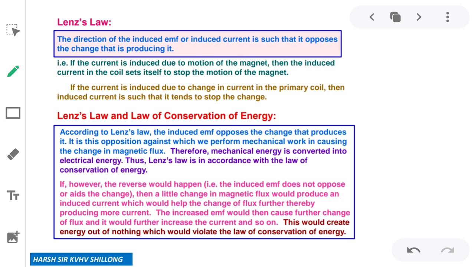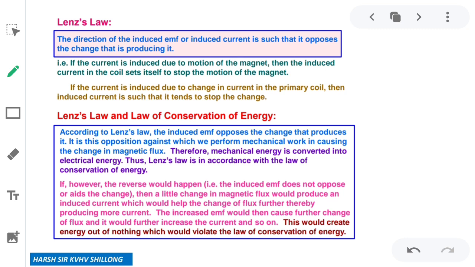Okay, next. How to find the direction? That is the main point. Why, when it comes closer, does it form the same poles, or why, when the magnet is moved away, does it form opposite poles? So Lenz's law is a method to find the direction of the induced current or EMF. Lenz's law says the direction of induced EMF or induced current is such that it opposes its own cause, or you can say it opposes the change that produces it.